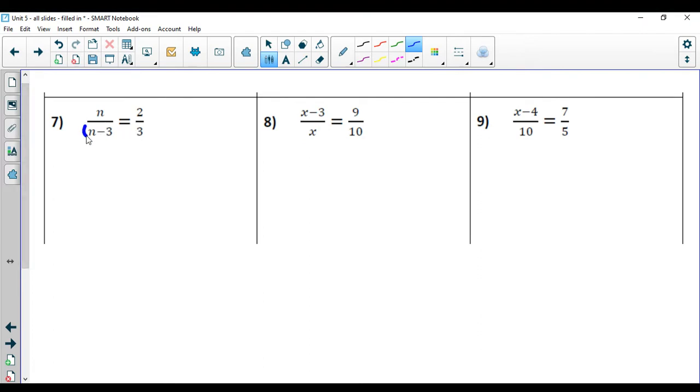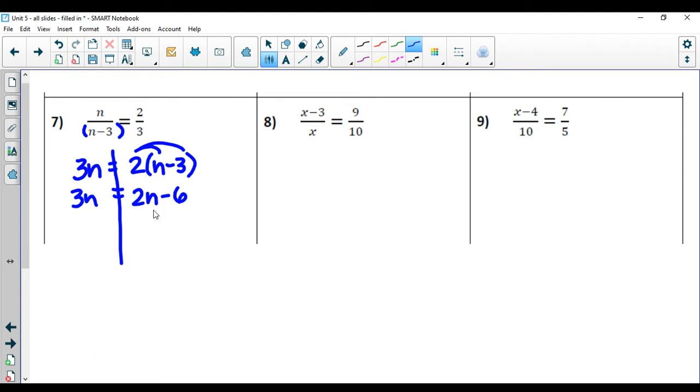Question number 7, I see an expression down here. 3 times n is 3n. On this side, I'm going to do 2 parentheses n minus 3. Because there's stuff going on over here, I do need to distribute. So I get 2n minus 6 is equal to 3n. I'm going to move this 2n. I get n equals negative 6, and I'm actually done.